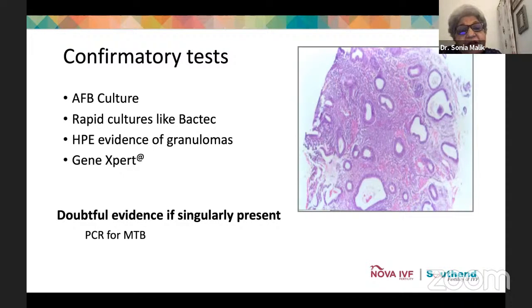So the confirmatory tests, as we all know, are the AFB culture, rapid cultures like BACTEC, and of course the evidence of granulomas on histopathology. And now the new one, which is still to actually prove its worth in endometrial tuberculosis, is GeneXpert, where you do not find such good results in the endometrial biopsy samples. However, the PCR for endometrial tuberculosis, although it is supposed to be a doubtful evidence, has actually revolutionized our thinking of tuberculosis in the genital tract.